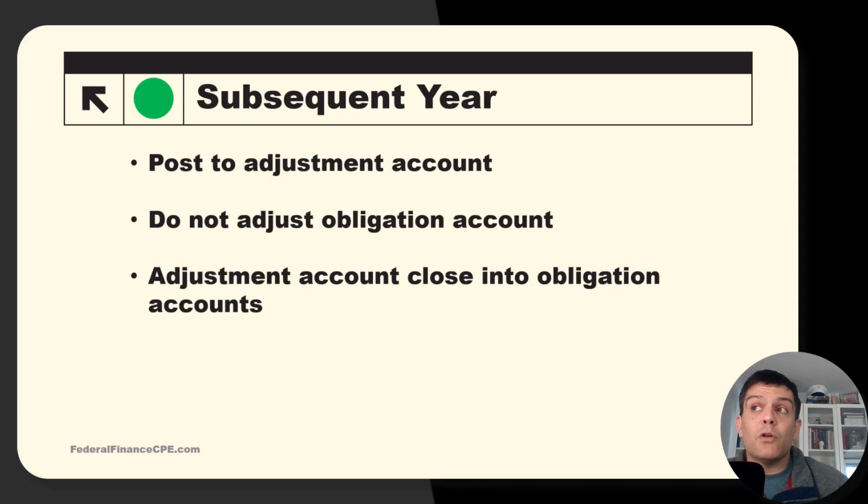Now, adjustments will close into your obligation accounts at year end. So that is why you don't touch them. And remember also, these obligations, they report to various lines on your financial statements. And that's telling us a story of what happened over the year. And that's why we don't touch those obligations if it's an upward or downward adjustment to our prior obligations.